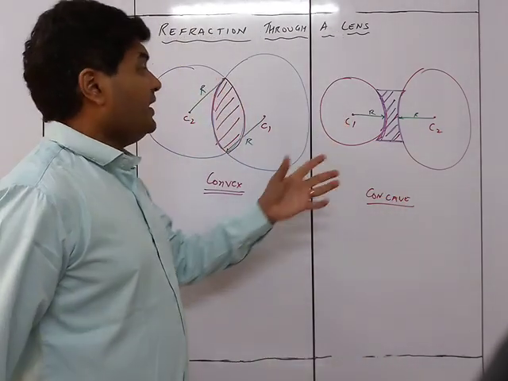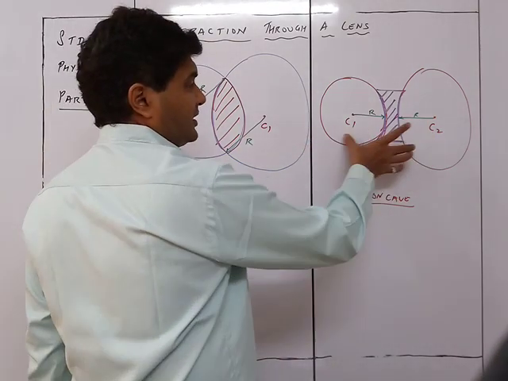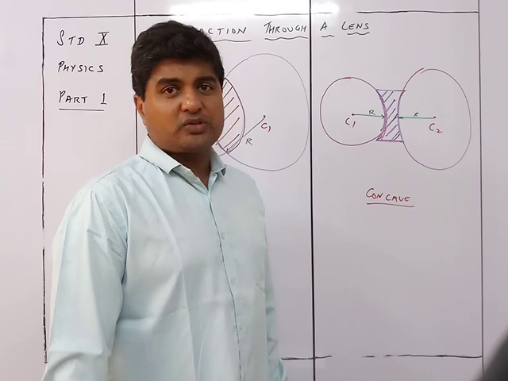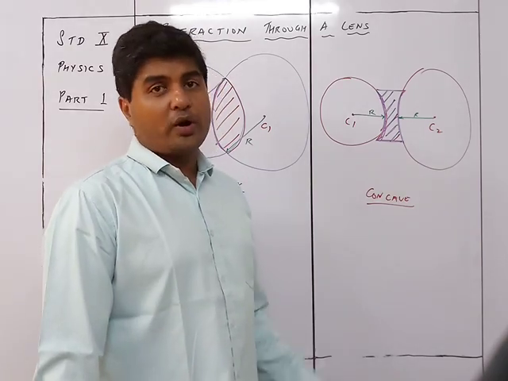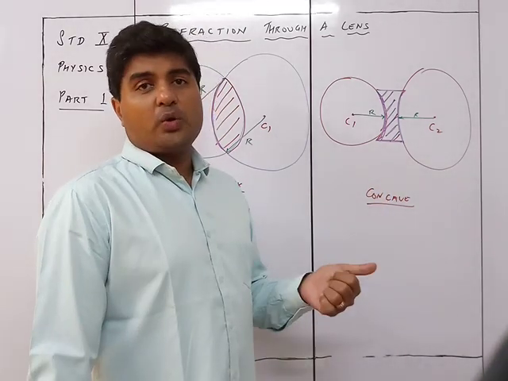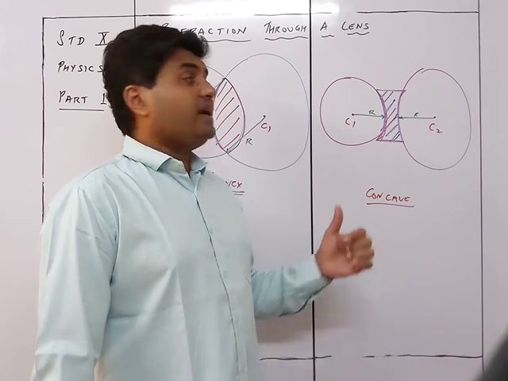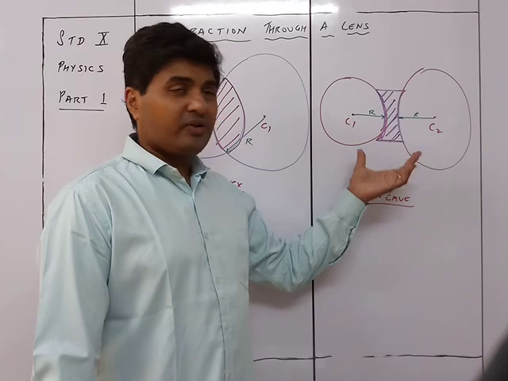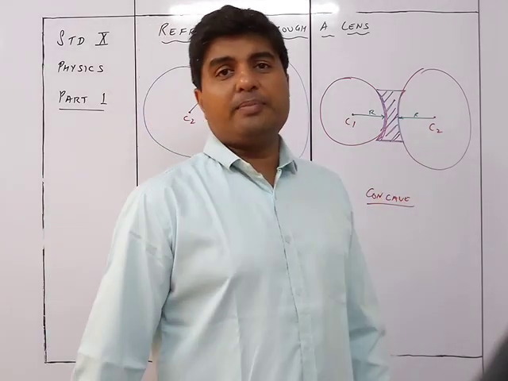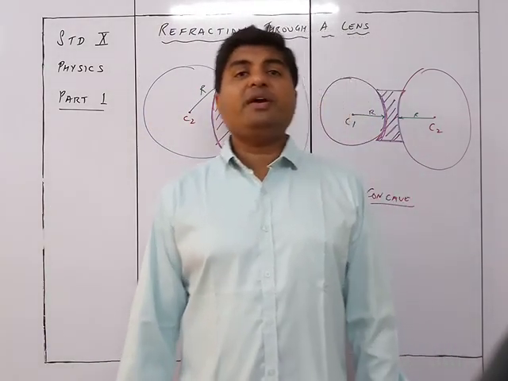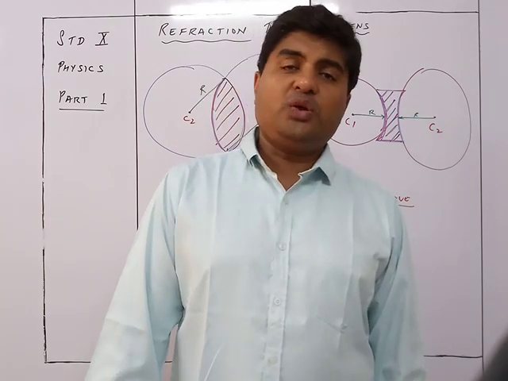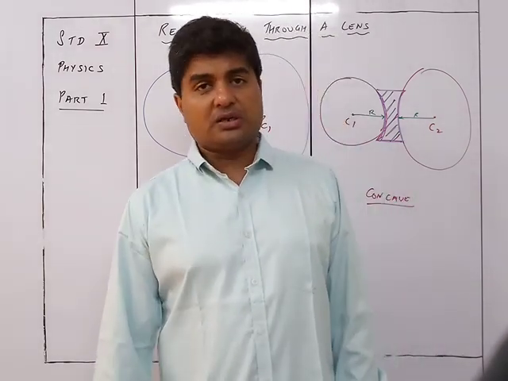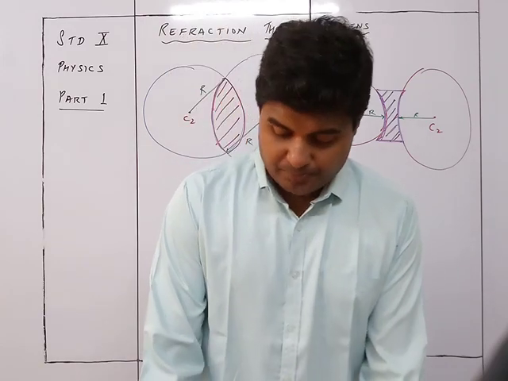Now if this circle and this circle have equal radius, then it will form a biconvex or equiconvex or equiconcave lens. So if we have an equiconvex or equiconcave lens, then the radius over here and the radius over here will be the same. Here I have shown it differently, but you can have a case where both of them are the same. In that case, the radius of both the spheres will be the same.